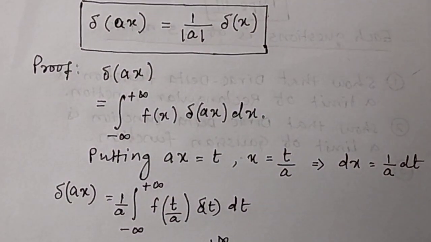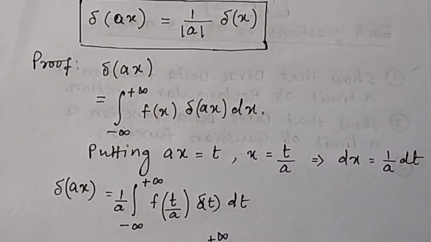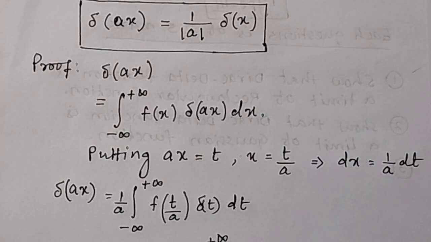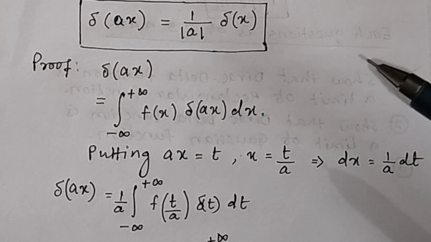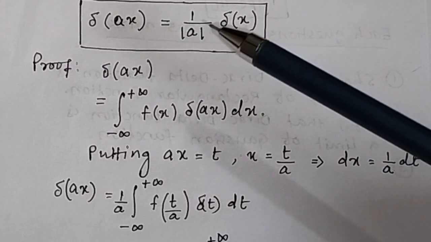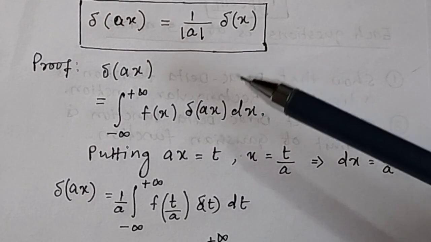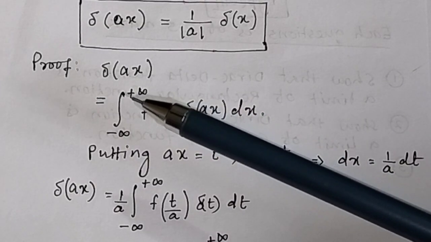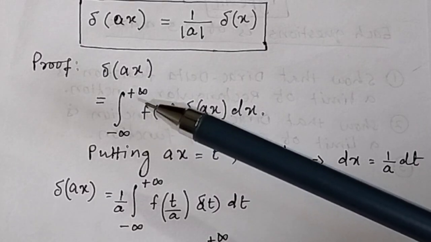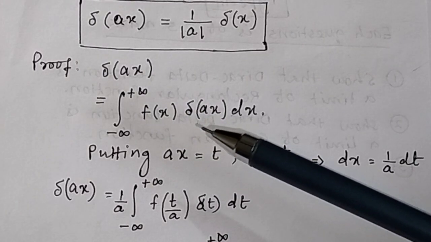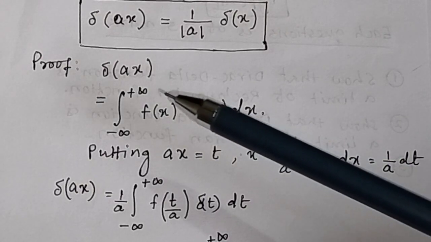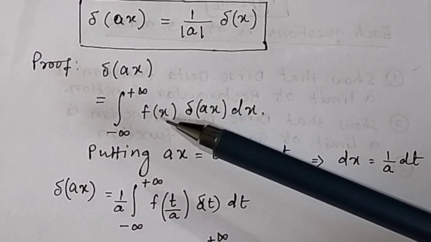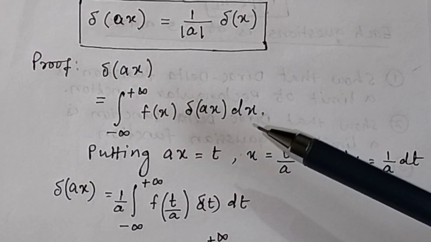Let us prove another property of the delta function, that is delta(ax) is equal to 1 by magnitude of a into delta(x). To prove this, we have to apply the identity. As you know, from the identity, integral from minus infinity to plus infinity of f(x) delta(x) dx. So here delta(x) means delta(ax), so integral from minus infinity to plus infinity of f(x) delta(ax) dx.